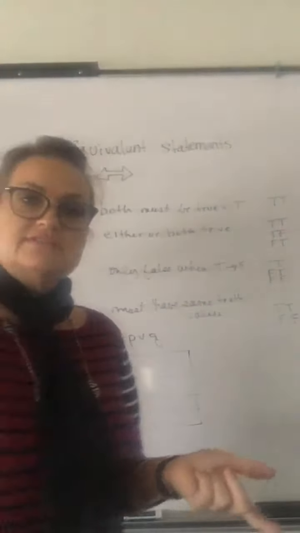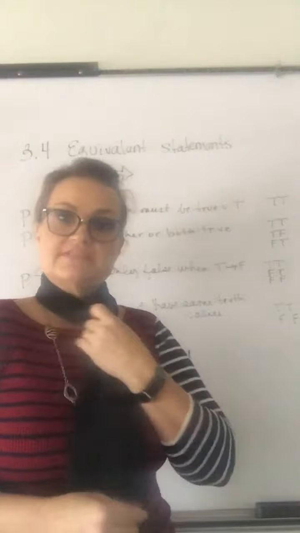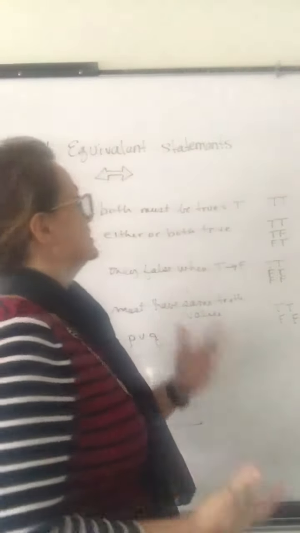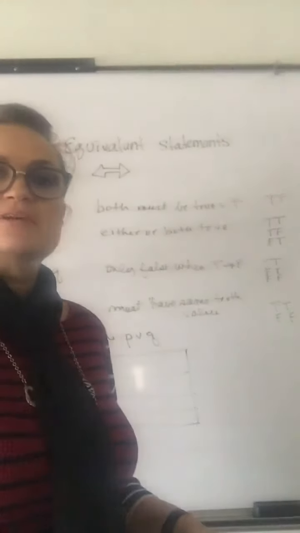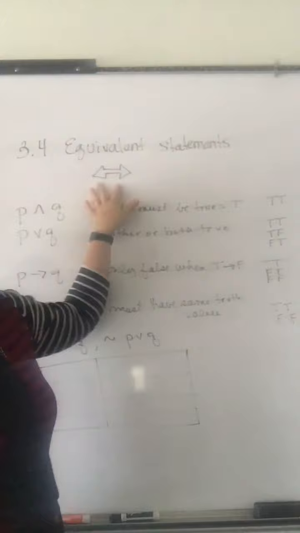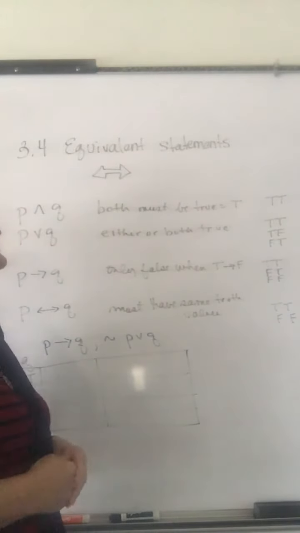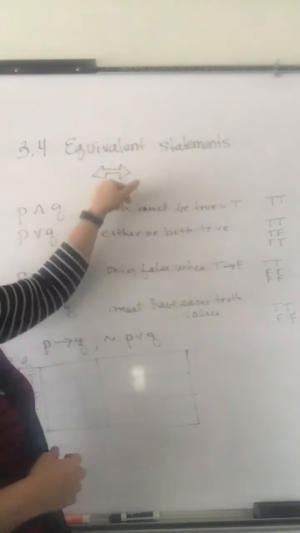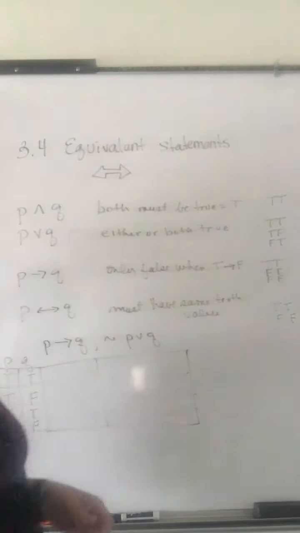Okay, so in this section, we're going to be talking about section 3.4, which is the equivalent statement section. So if you'll go ahead and print off your note packet and follow along with me. 3.4, again, equivalent statement. This is the symbol. It looks like a fatter double arrow, sort of like the biconditional, with a little fatter look to it, but that's the equivalent statement symbol that we use.